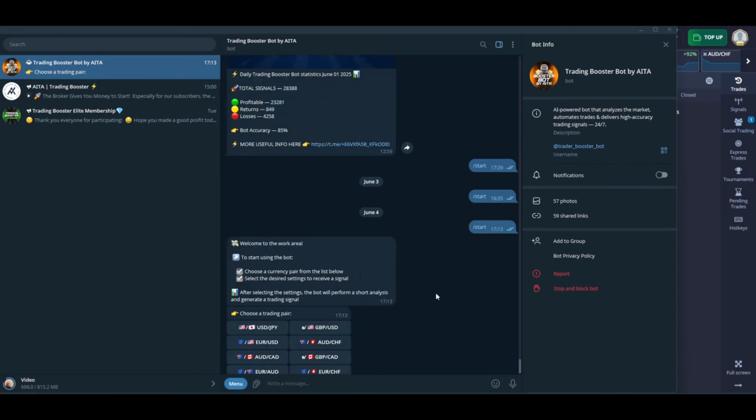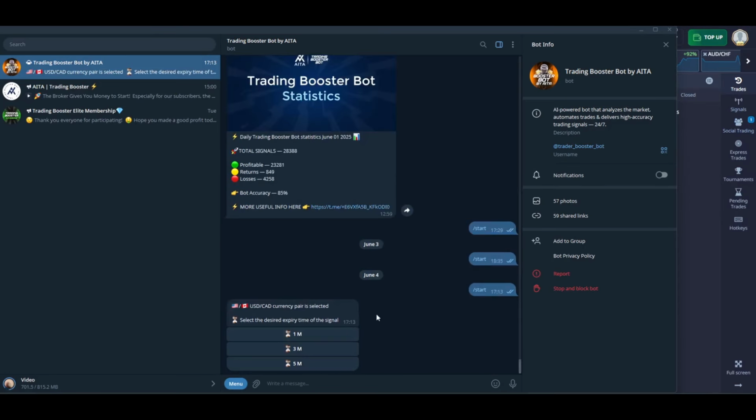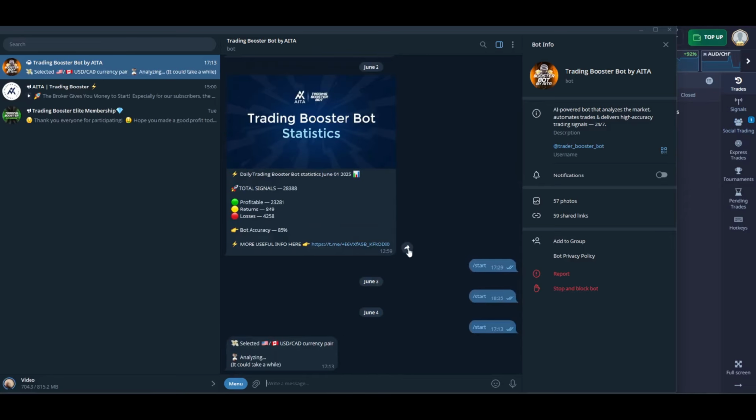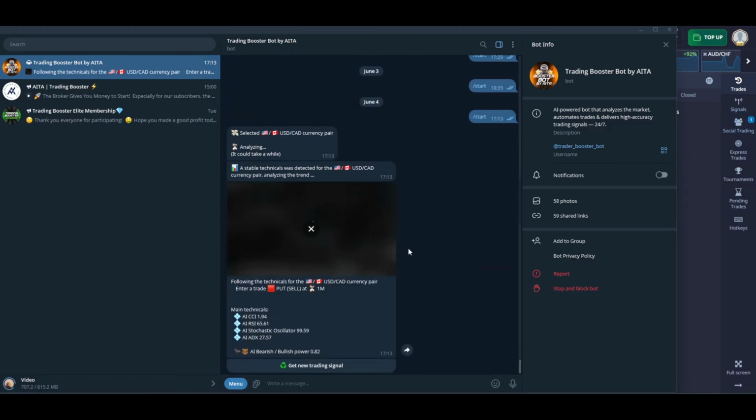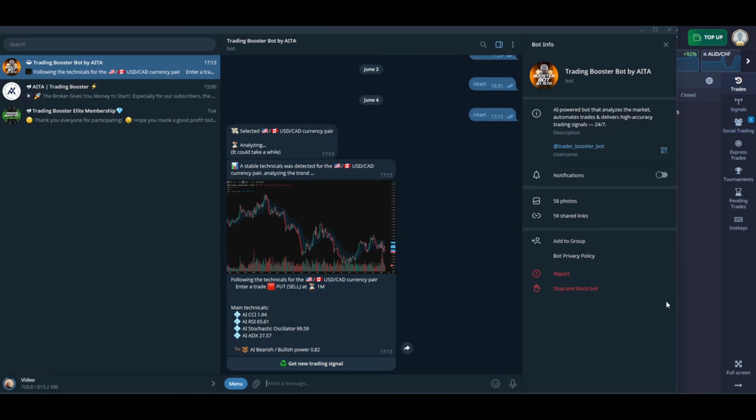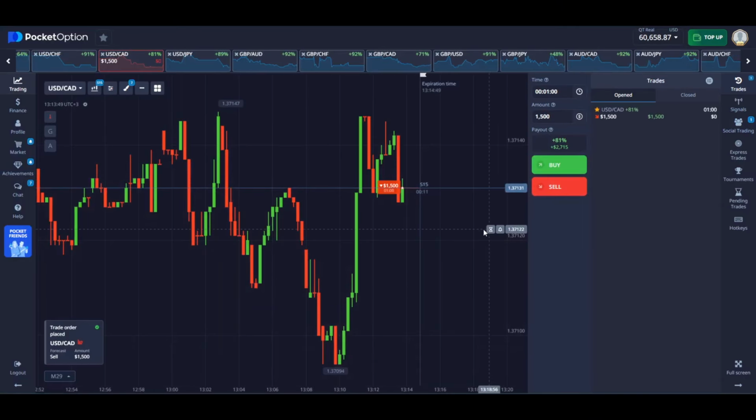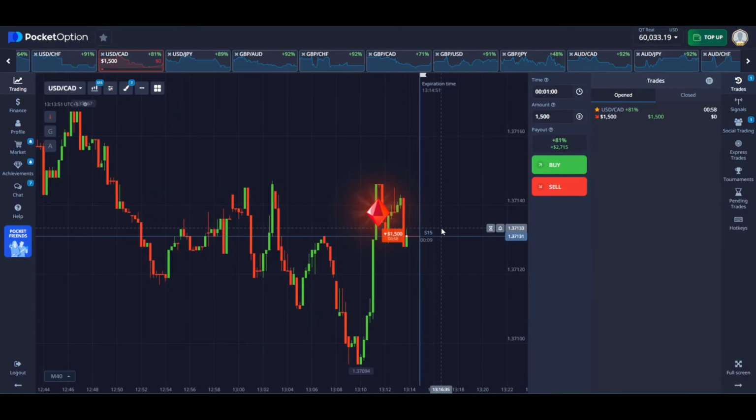And the good news is that our robot doesn't care which currency pair to analyze. It can analyze any of them. For example, I choose the same currency pair and get a sell signal. And right from here, I open a sell trade for $1,500.